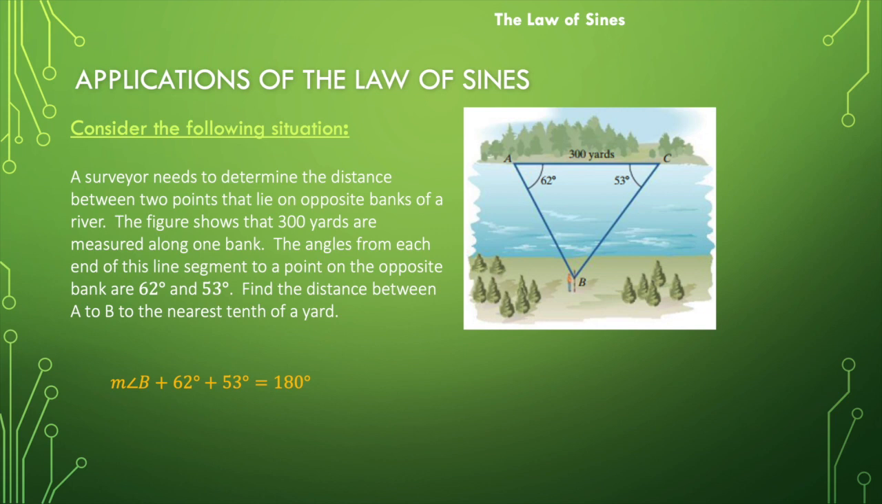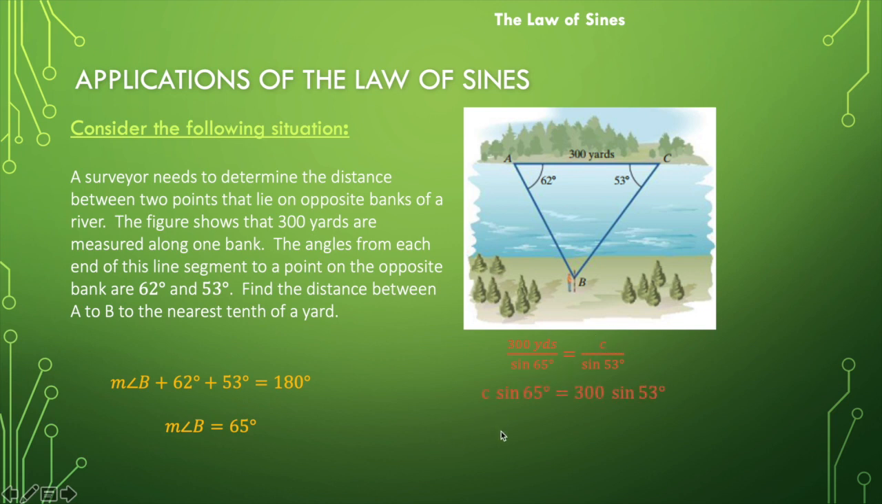Measure of angle B will be equal to 180 degrees minus the sum of 62 degrees plus 53 degrees. And so the measure of angle B will equal 65 degrees. Excellent. Okay, moving on. Now we can set up a proportion. 300 yards divided by the sine of 65 degrees is equal to C divided by the sine of 53 degrees. Go ahead and cross multiply.